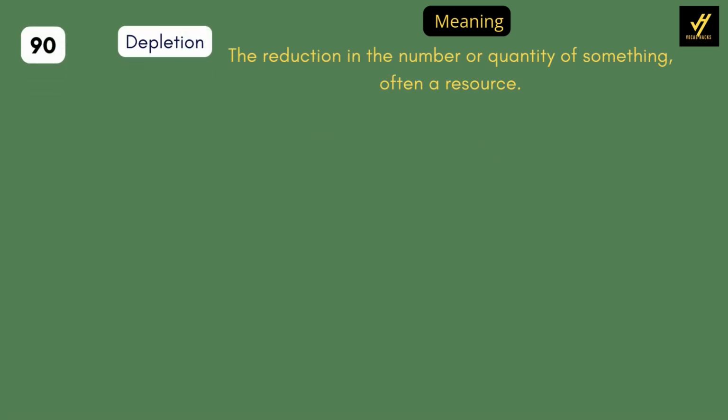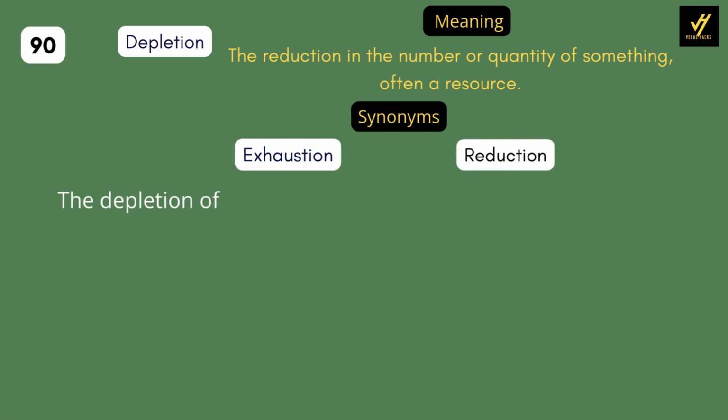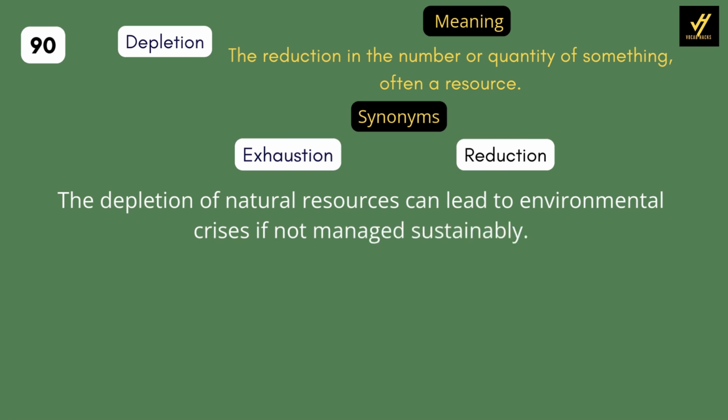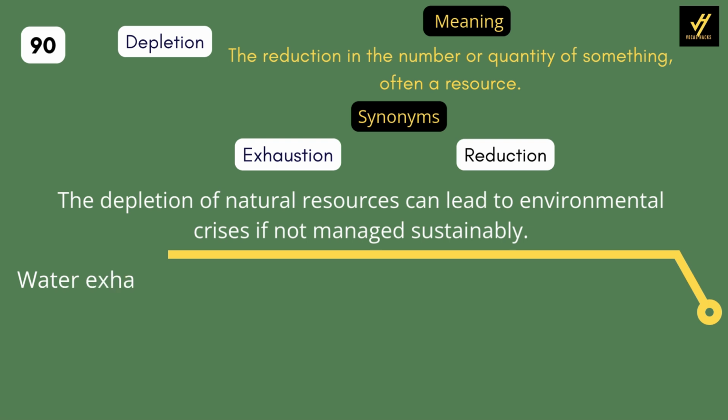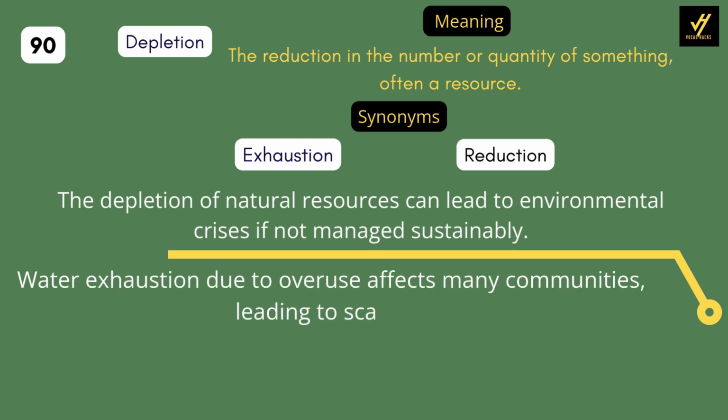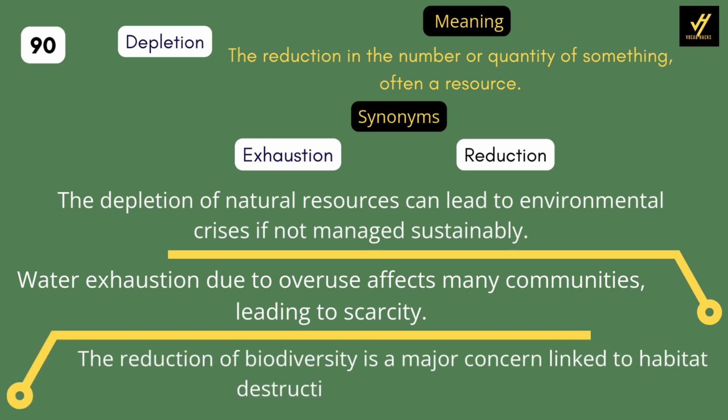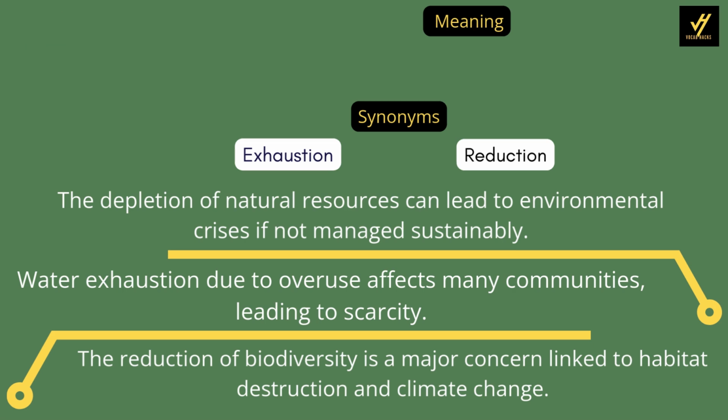Depletion, the reduction in the number or quantity of something, often a resource. Exhaustion, reduction. The depletion of natural resources can lead to environmental crises if not managed sustainably. Water exhaustion due to overuse affects many communities, leading to scarcity. The reduction of biodiversity is a major concern linked to habitat destruction and climate change.